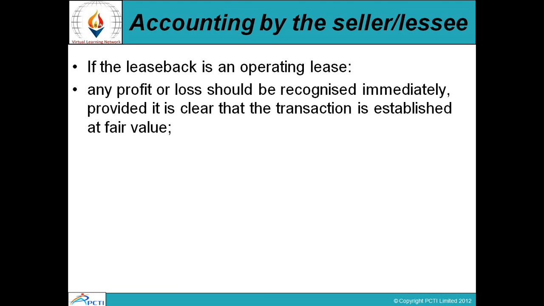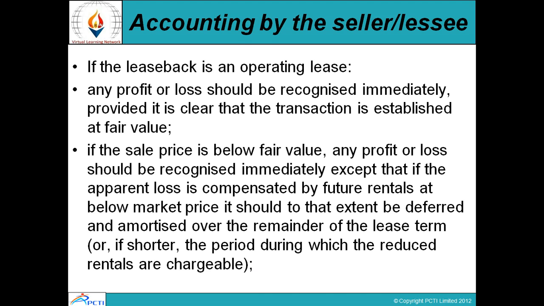If the leaseback is an operating lease, any profit or loss should be recognized immediately, provided it is clear that the transaction is established at fair value. If the sale price is below fair value, any profit or loss should be recognized immediately, except that if the apparent loss is compensated by future rentals at below market price, it should to that extent be deferred and amortized over the remainder of the lease term, or if shorter, the period during which the reduced rentals are chargeable.